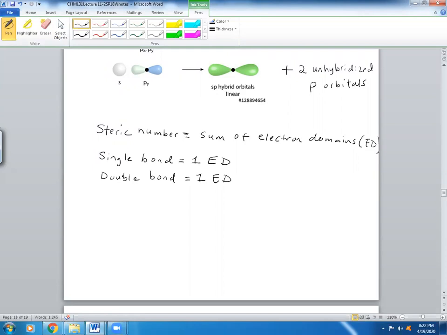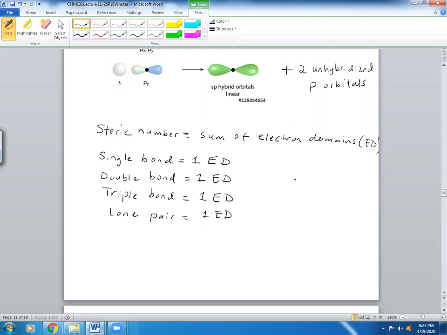Remember, these are the electrons involved in bonding. Think of them as a group of four electrons. It's still one group. And a triple bond is also one electron domain. And then finally, if you have a lone pair, it's still a domain. It's a group of electrons. Domain, you can swap the word domain with group.